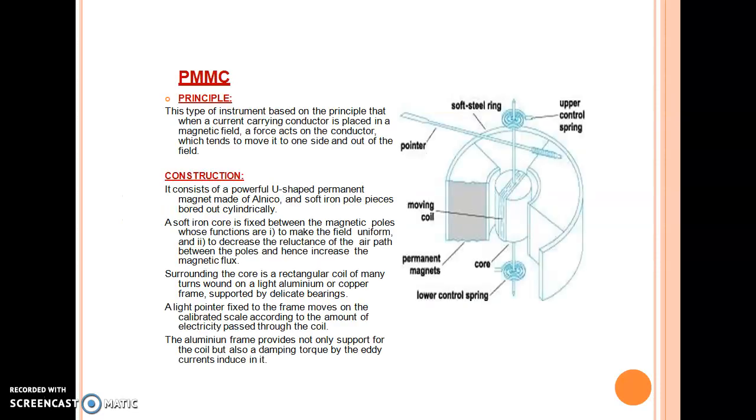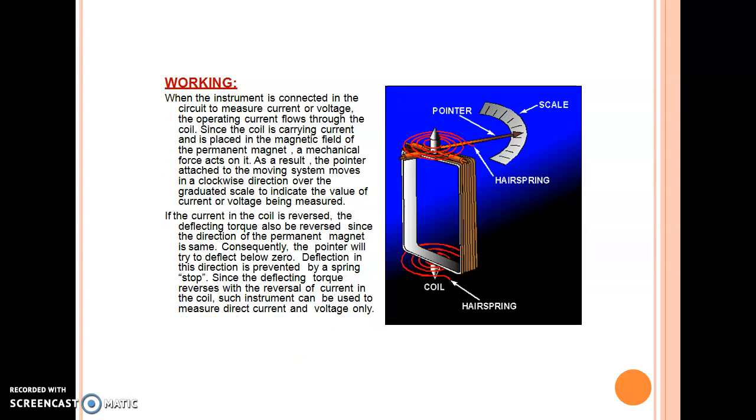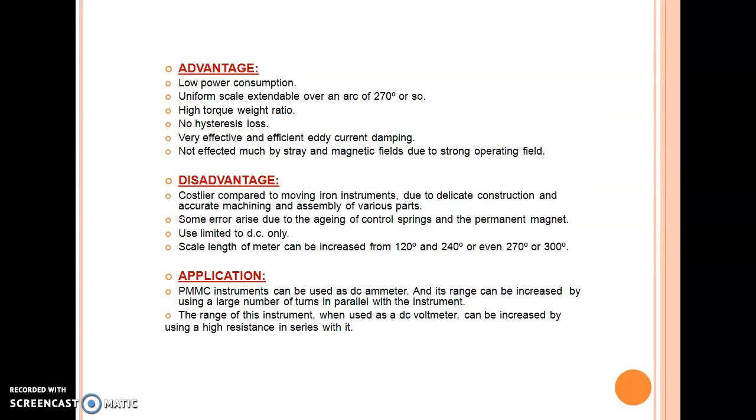This is the construction and principle of a permanent magnet moving coil. Here we see pointer, moving coil, permanent magnet, core, lower control spring, soft steel spring ring, upper control spring, and we provide damping torque and controlling torque by using springs, and deflecting torque also. This is the working of a permanent magnet moving coil. Advantages are low power consumption, uniform scale, high torque ratio, no stray loss, very effective. Disadvantages are costlier, and it is limited to DC only. Its applications: it can be used as an ammeter or voltmeter.